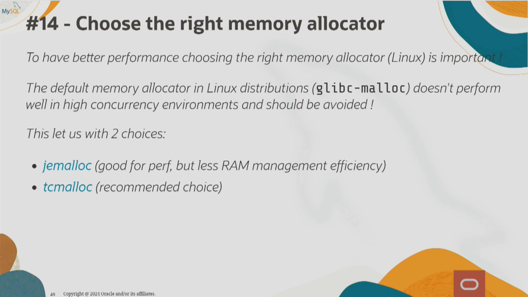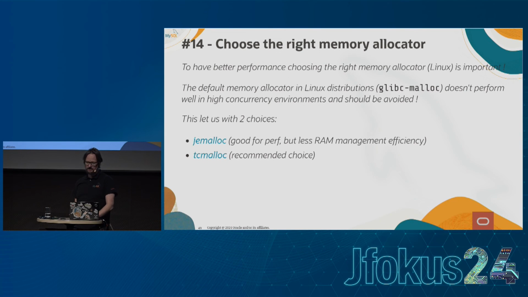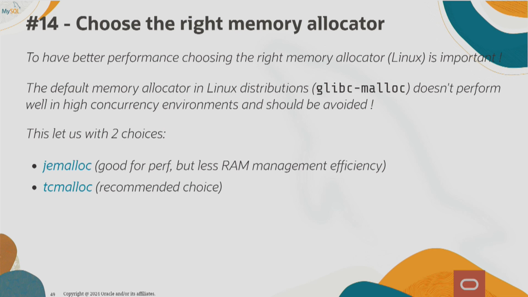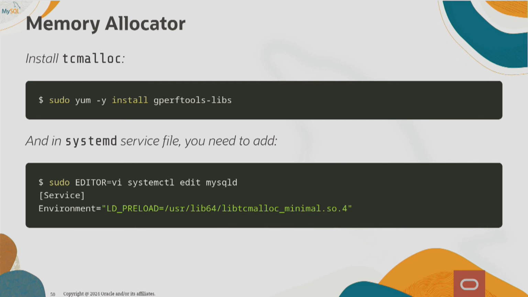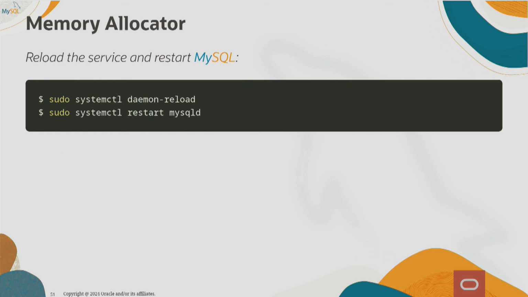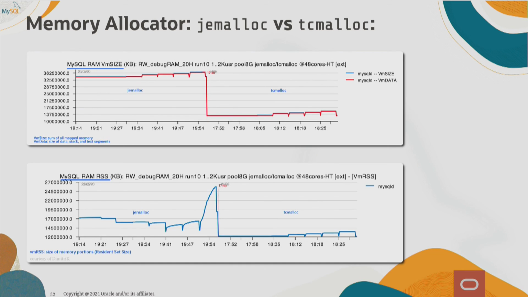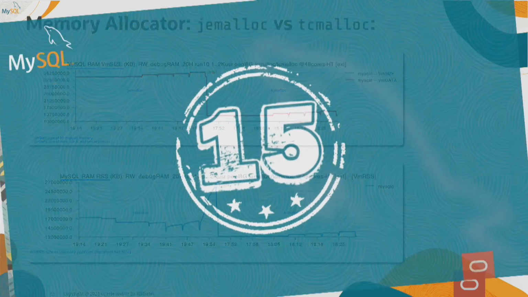Number 14, so almost the last one, is choose the right memory allocator. This is not really for developers, this is more for the DBAs, but the default memory allocator is glibc malloc on Linux, and you can change that to jemalloc or tcmalloc. Tcmalloc is the one you should use, because it's the one giving you the best performance. So this is how you change it. You restart, and you can see with tcmalloc, the memory management is much better for MySQL. So this is how it works.